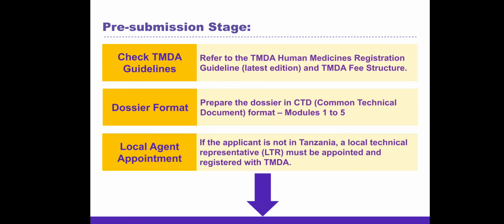Now we'll see the first stage of product registration. It is called as pre-submission stage. First of all, we have to check the TMDA guideline for the fee structure. What is the fees we need to pay for that particular product. Then we have to see the dossier format, in which format we have to submit the dossier. Generally nowadays all the regulatory authorities are asking CTD format with module 1 to 5. Then after that, suppose the applicant is not in Tanzania, then that applicant should appoint a local agent.